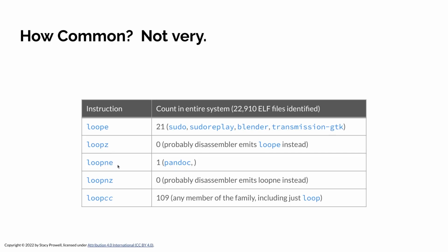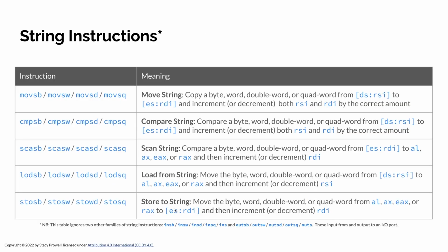How about loop NE? I found one instance of it in Pandoc. I thought I had a second one, but I didn't. So that's where that left that comma in. How about loop NZ? Didn't find any. Anything that looks like loop, I found 109 total. Loop's not that common.